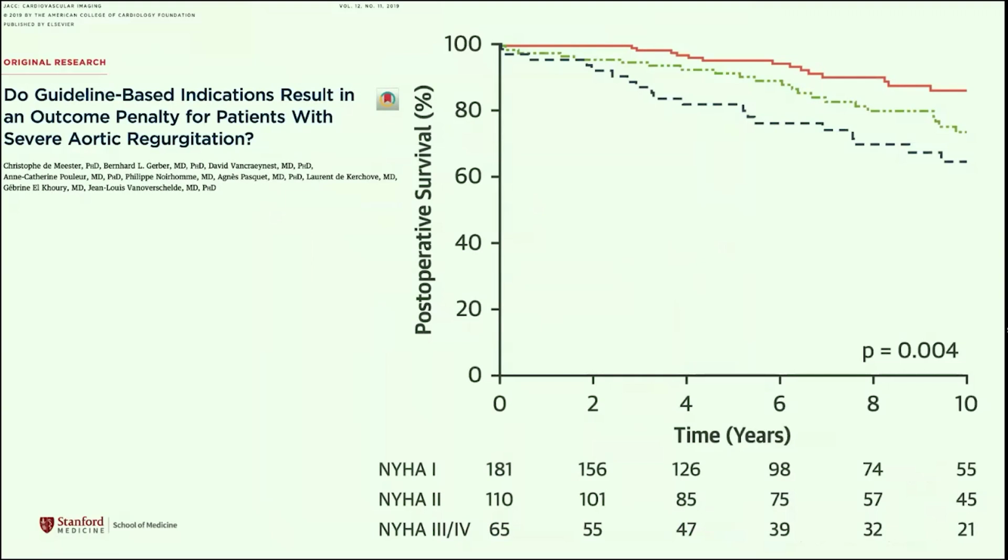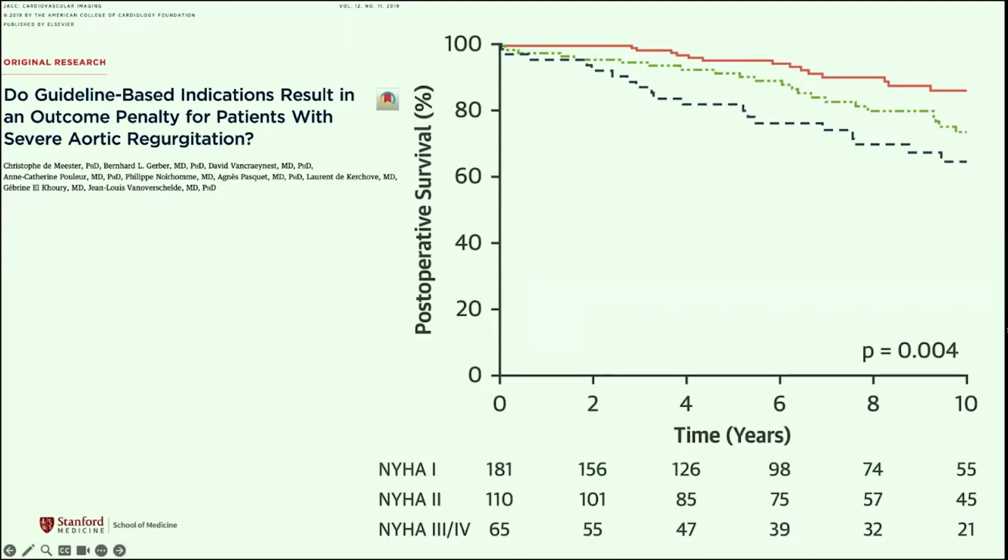So how do these guidelines perform? How do we do when we wait for a patient to have symptoms? Well, you can see here that the asymptomatic patients in the blue line do a lot better when we refer them to surgery, as opposed to the patients who have already started to have symptoms or who have class 3 or class 4 symptoms.